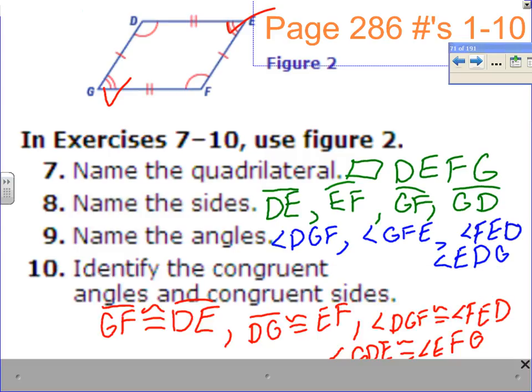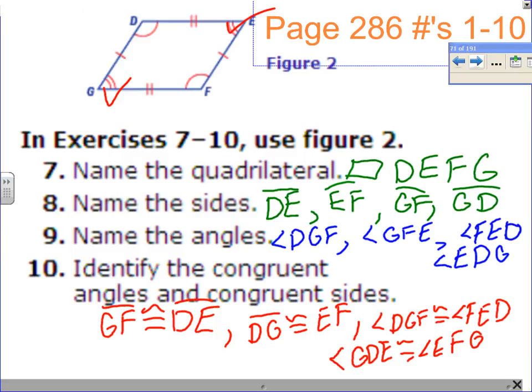And then 10, indicate what's congruent, the angles and sides. So starting with sides, segment GF is congruent to segment DE. Segment DG is congruent to segment EF. And then angle G is congruent to angle E, which you could also say as angle DGF congruent to angle FED. And then angle D is congruent to angle F, which you may also say as angle GDE congruent to angle EFG.